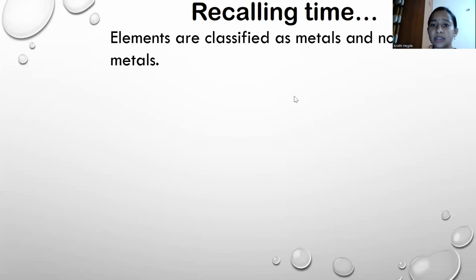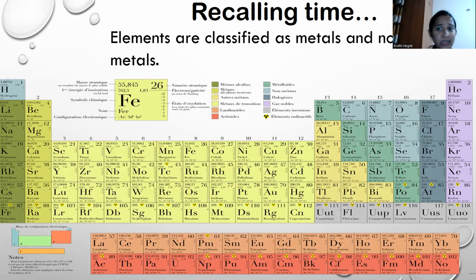Now, you have learned in your previous class, 9th standard, that elements are classified as metals and non-metals. They are broadly classified as metals and non-metals, isn't it? So here we have a periodic table. Can you see, children? In this periodic table, the elements in green and yellow are nothing but metals, and the elements in blue color are nothing but non-metals. The elements in this zigzag path are metalloids, which have properties of both metals and non-metals. So elements are broadly classified as metals and non-metals, which you have already studied in your 9th standard.